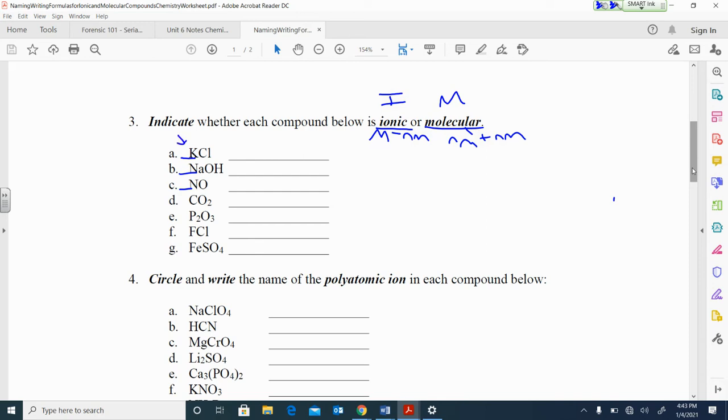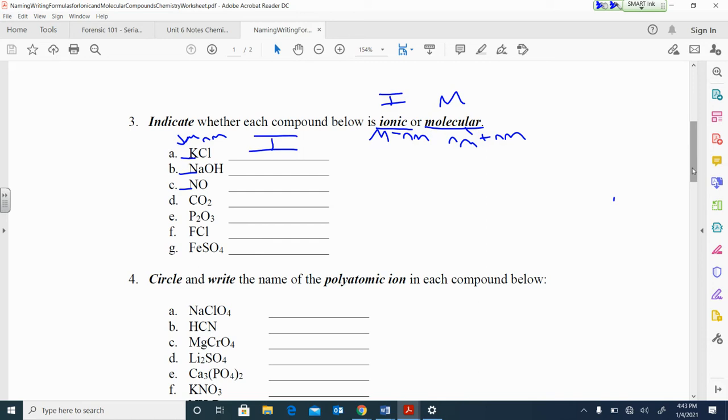So I'll look up potassium on the periodic table, which is K. So K on the table is potassium. It's in the first column on the periodic table, which makes it a metal. So if this is a metal and this is a non-metal, then that would make this an ionic compound.